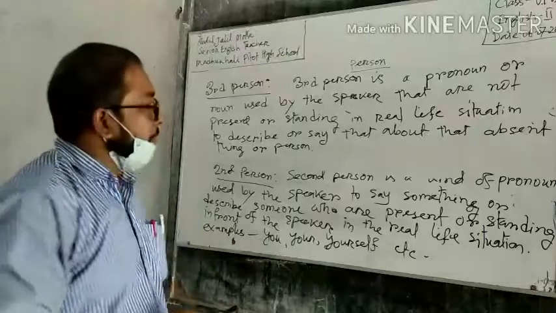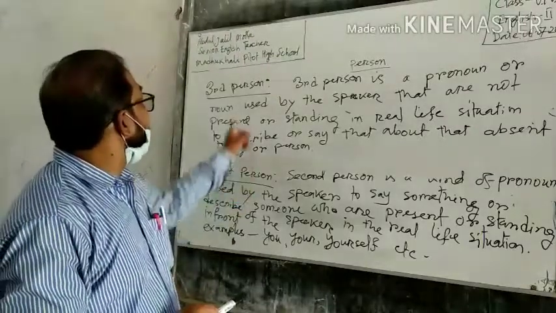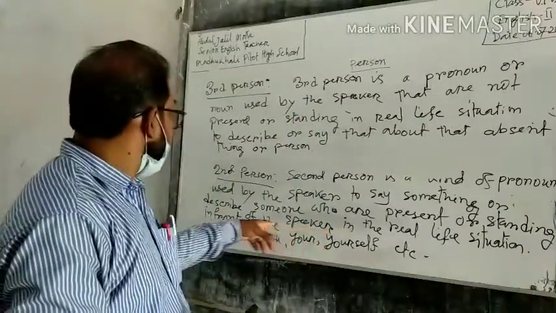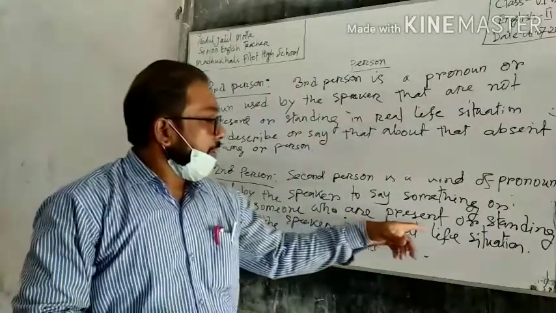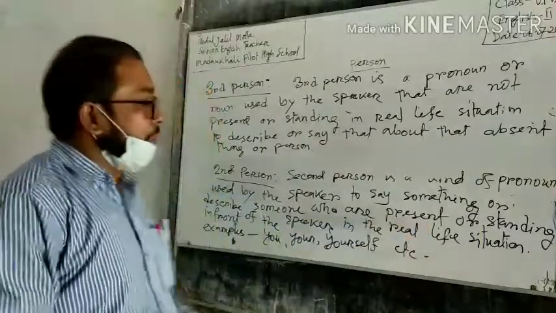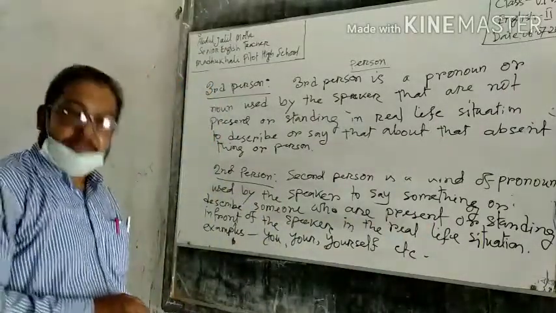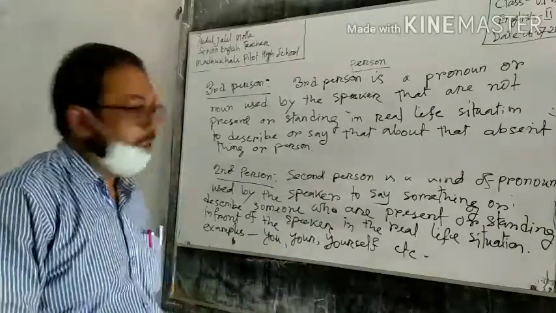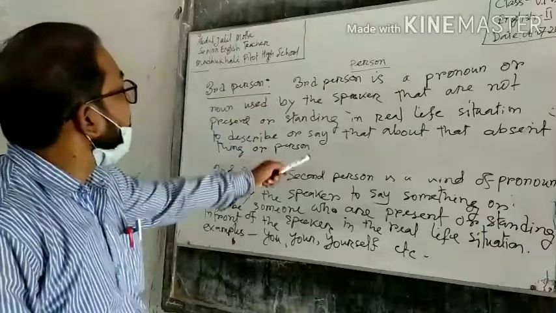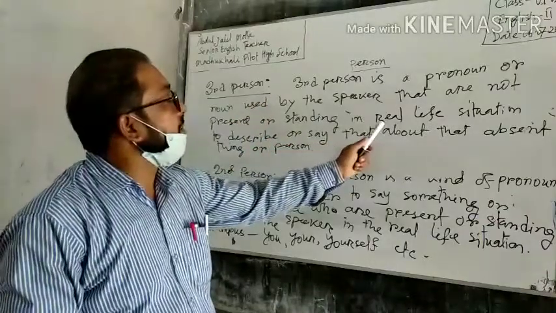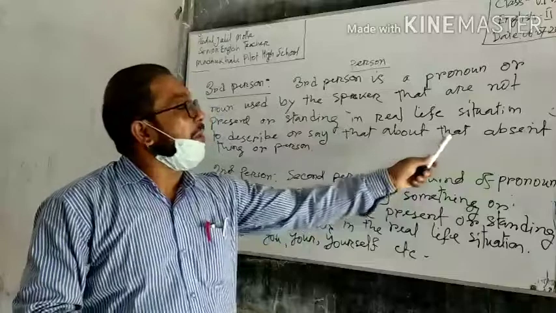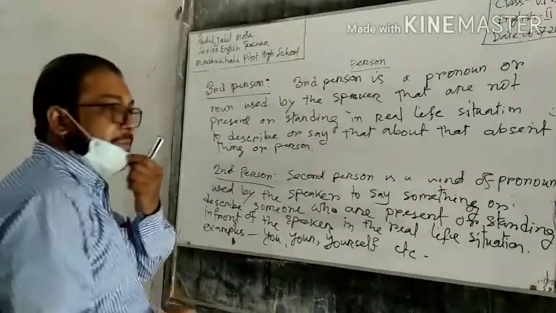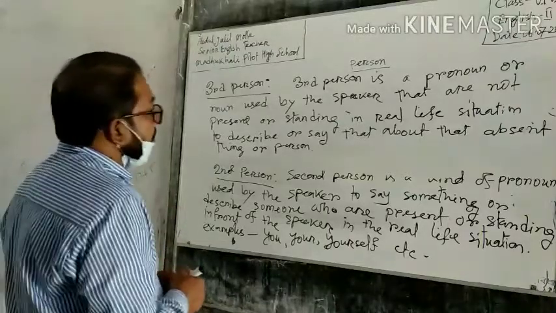Here is something different between the definition of the second person and definition of third person. Second person, the speaker says about the person or thing present or standing in front of the speaker. And in the third person, the speaker says about or describes the person or thing not present or standing in front of the speaker. This is something different. So put here.